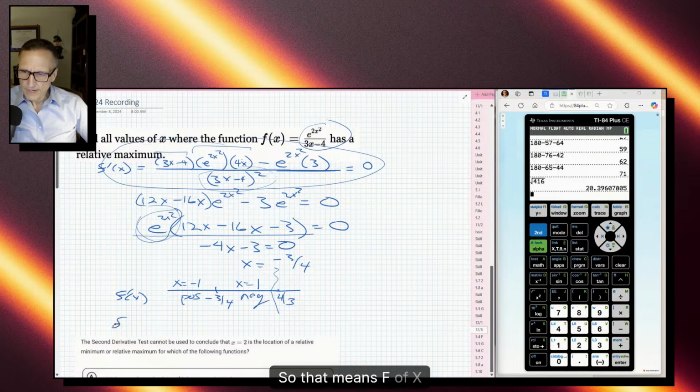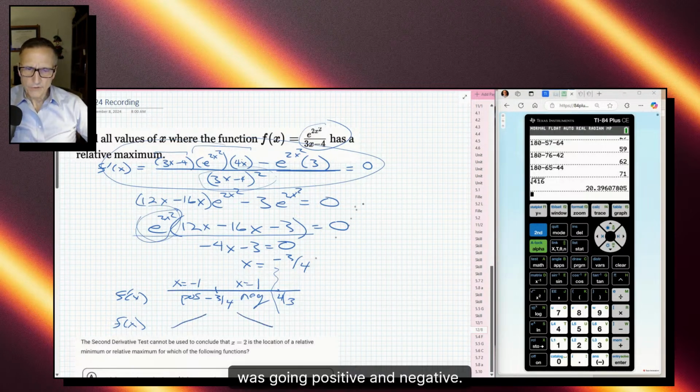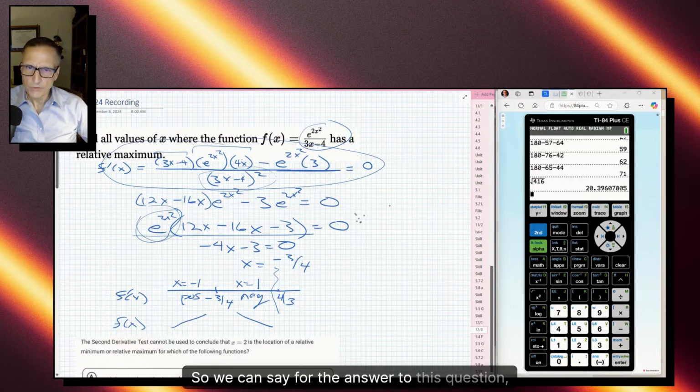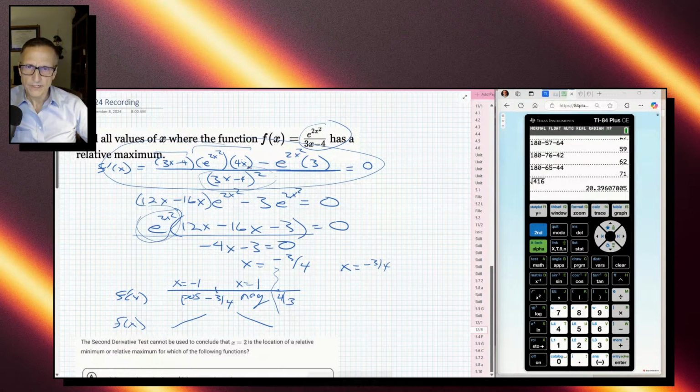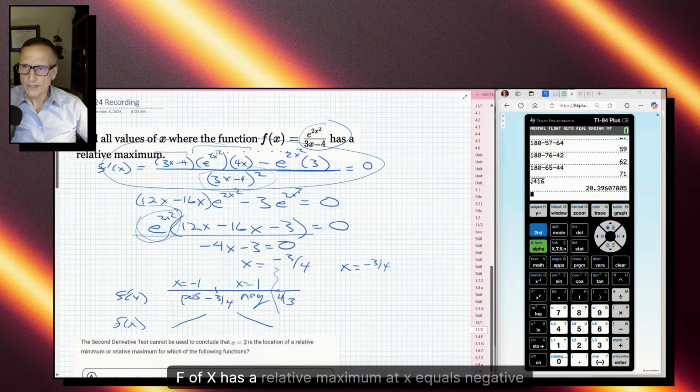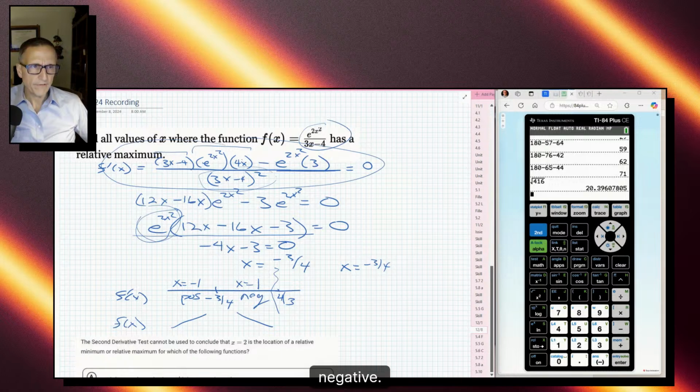So that means f of x was going positive and negative. So we can say for the answer to this question, x is equal to negative 3/4. So that's the answer. Now the justification is we would say it in a full sentence: f of x has a relative maximum at x equals negative 3/4 because f prime changes from positive to negative.